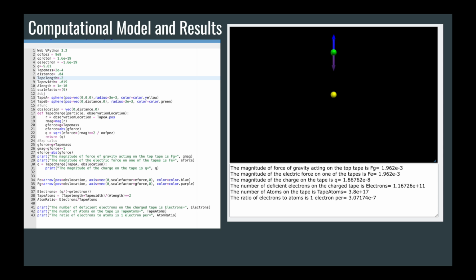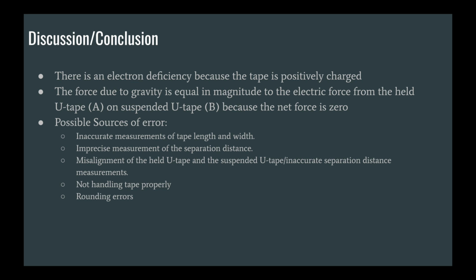These results were very similar to the results I got from my calculator, and this is because the GlowScript was a lot more accurate, and the way that these two calculated the values are similar. I saw that there is an electron deficiency because the tape is positively charged, and the net force is 0. Some possible sources of error were inaccurate measurements of the tape length and width, imprecise measurements of the separation distance, misalignment of the held U tape and the suspended tape, not handling the tape properly, and rounding.